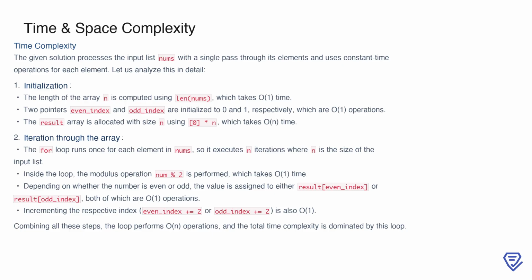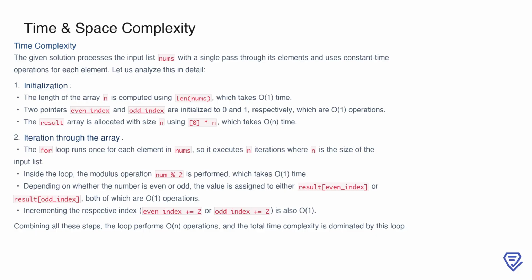Let's break down the time complexity step by step. First, the initialization steps are straightforward. Calculating the length of the array n with len(nums) takes constant time, O(1). Initializing the two pointers, even_index and odd_index, also takes O(1). Allocating the result array, however, requires O(n) time because we are creating a new array of the same size as the input.